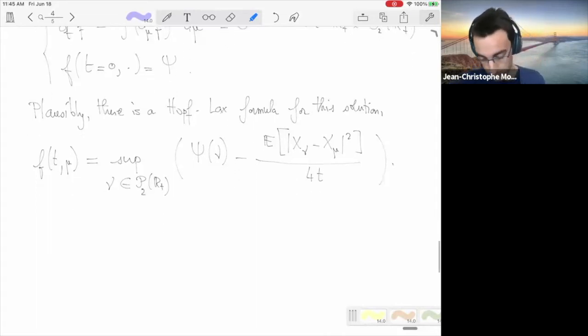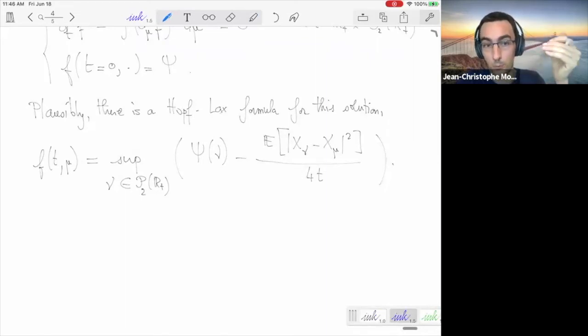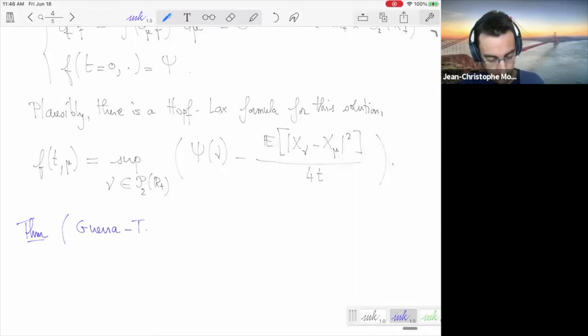And so this result of Mourrat and Panchenko states that at least when we restrict to the case when mu equals 0, I mean delta 0, this formula is valid. So theorem, which really is due to, I mean, it's borrowing from the hard work of Mourrat and Panchenko.